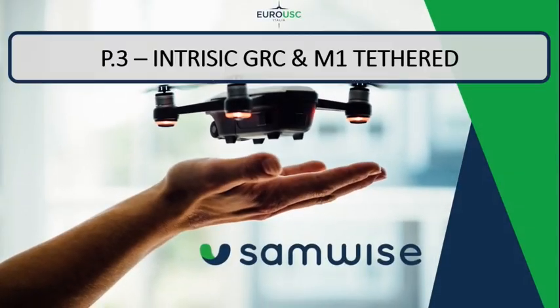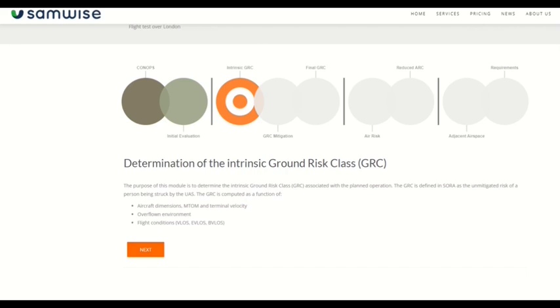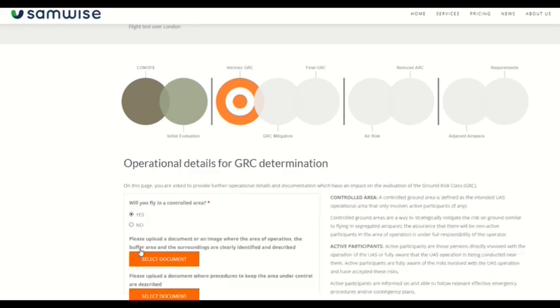After completing the CONOPS and the initial evaluation step, we proceed with the intrinsic ground risk class and the M1 TETHERED phase. The intrinsic ground risk class refers to the initial unmitigated risk that a person may be struck by a UAS. So we click on next to proceed.